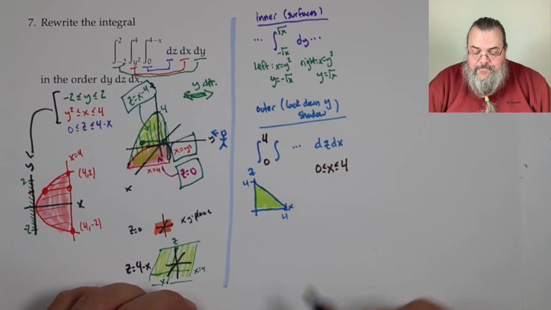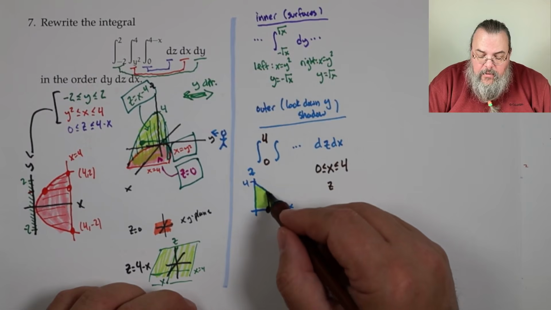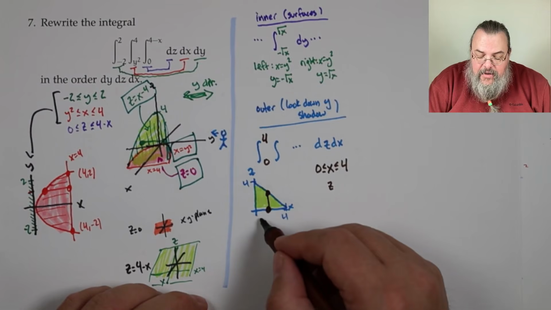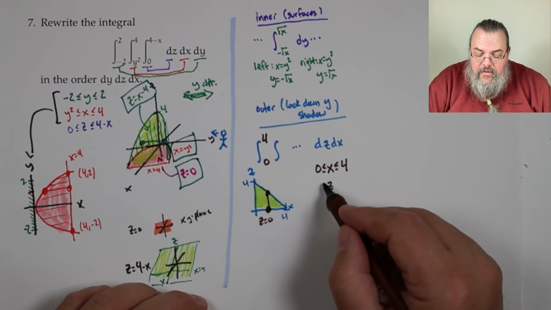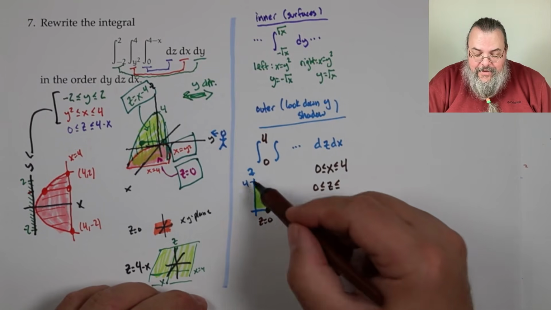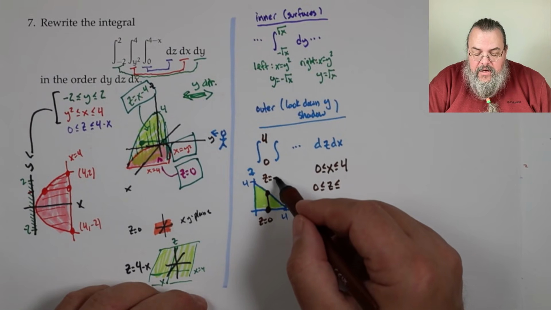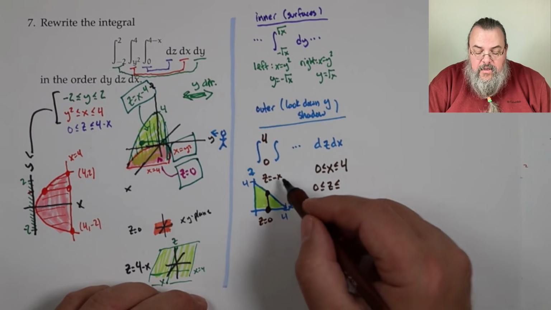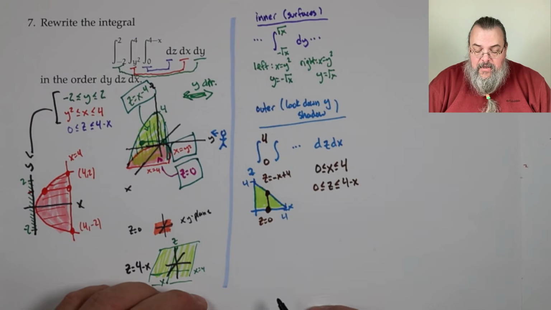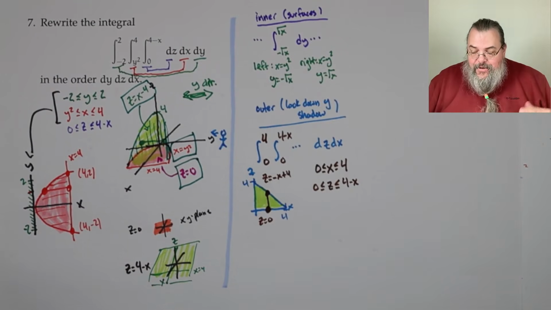Where does Z go from? Well, pick a value of X in the middle and think about what happens to Z. Where do we go? Up, down. Well, we start down here. This is the line Z equals 0. So we say, okay, we start at 0. That's the low value. We go up to the high value, which is here. And this is Z equals minus X plus 4, because the slope is minus 1, or 4 minus X. So we're going to go from 0 up to 4 minus X. That's our outer two layers.